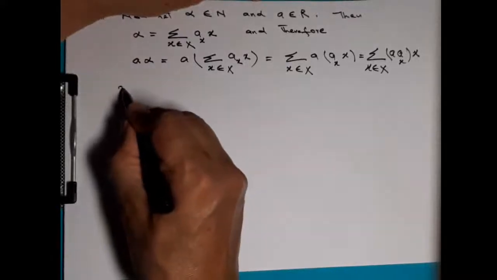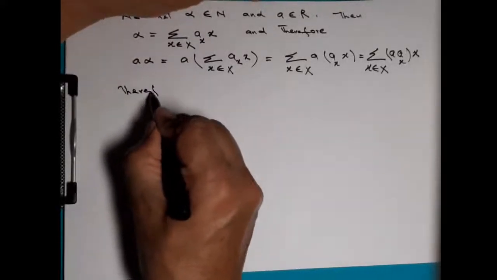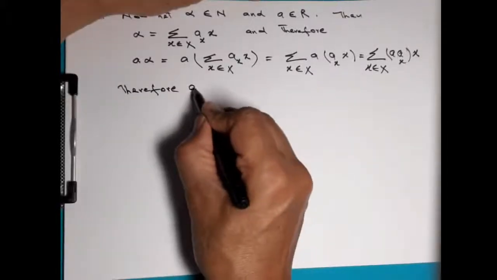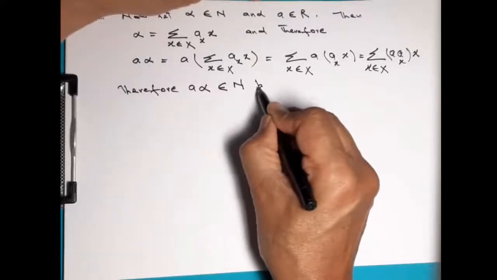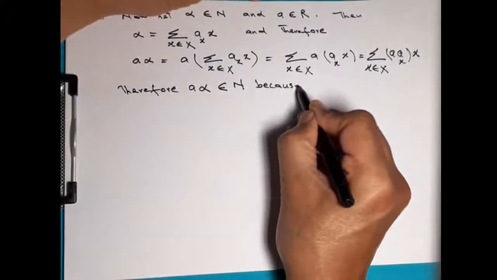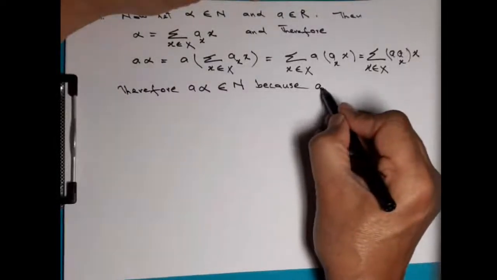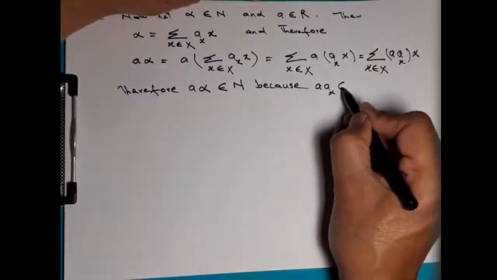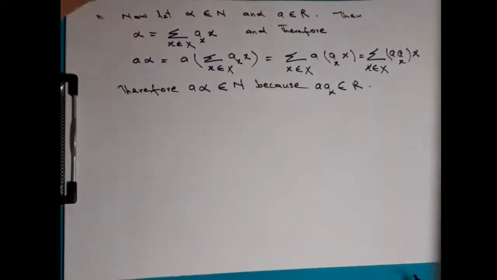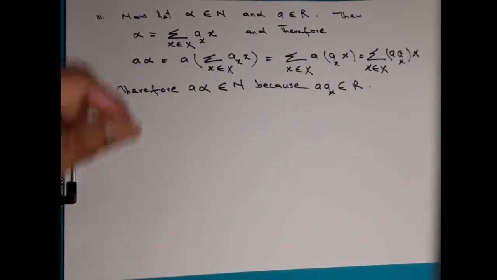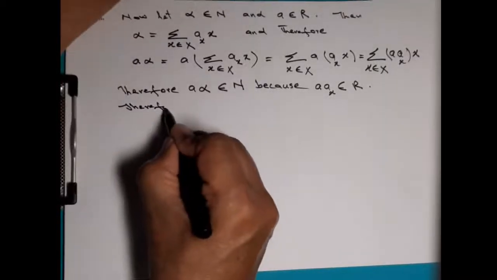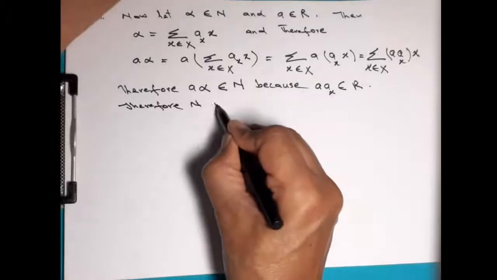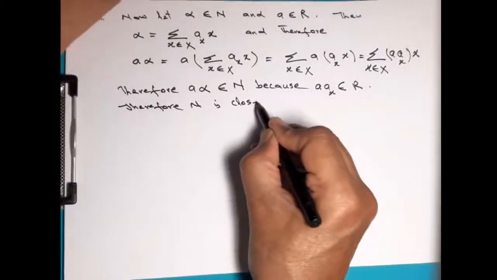and therefore a alpha also belongs to N, because scalar element a multiplied with scalar element a_x belongs to R, and that condition that only finitely many of a into a_x are nonzero is just obvious. Therefore, N is closed under scalar multiplication.